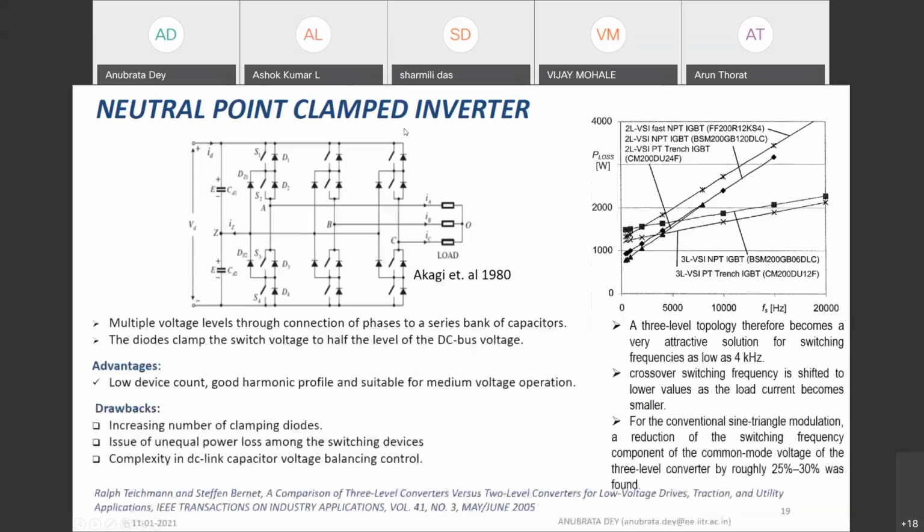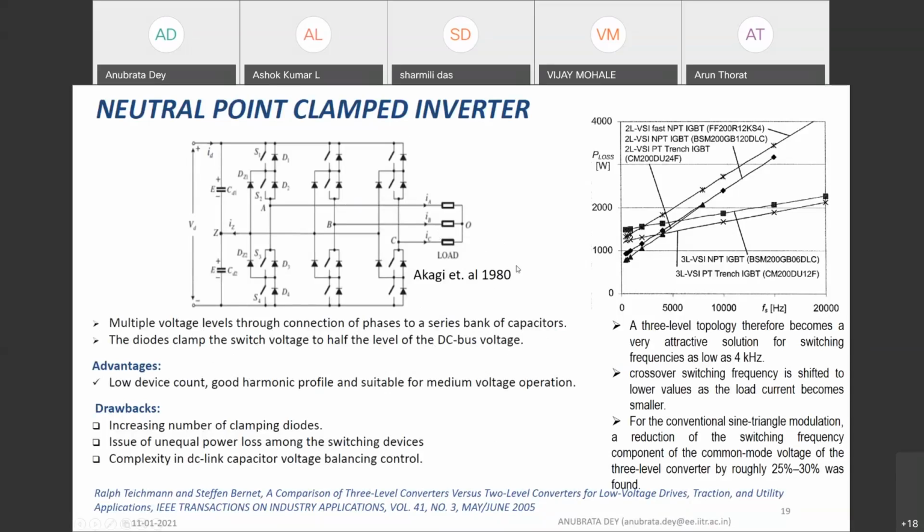Okay. So, neutral point clamp inverter. If you try to summarize, it has multiple voltage levels through connection of phases through a series bank of capacitors. This is a capacitor bank. The diodes clamp the switch voltage to half the level, as I said earlier. So the advantage is that it is a very popular topology.